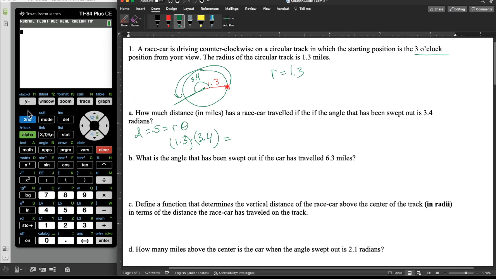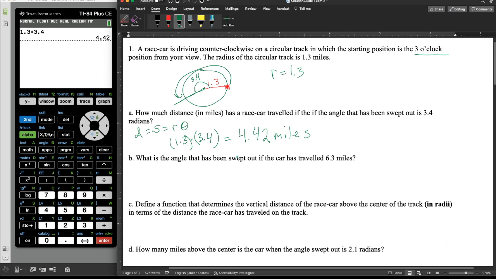And when we come over to our calculator, we don't really have to worry about being in radian mode because we're not using a trig function at this time. We just have these numbers, 1.3 times 3.4. And we get 4.42, and that'll be in miles.